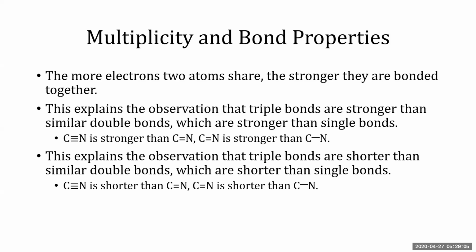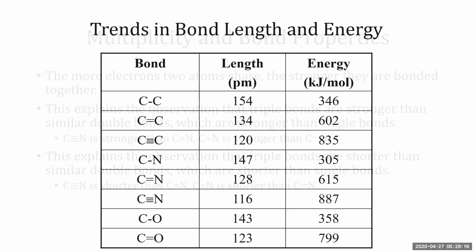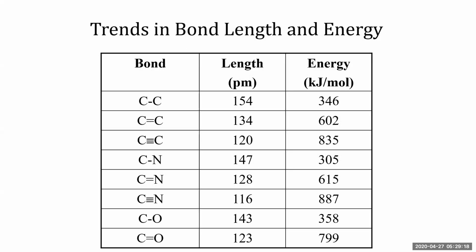This explains the observation that triple bonds are shorter than similar double bonds, which are shorter than single bonds. Here below is a table showing the relationships between bond type in correspondence to A length and B energy. More electrons shared between atoms, the shorter the bond length and the higher the bond energy.